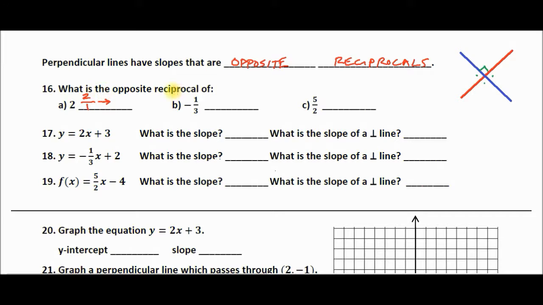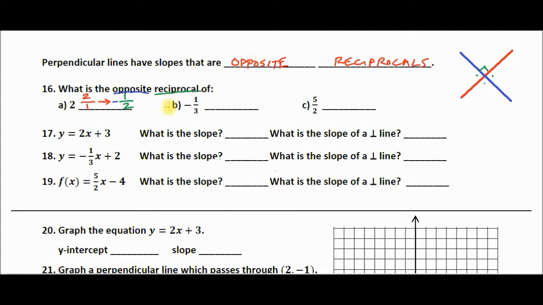And the way we do opposite reciprocal, let's do this in color so we see this. Reciprocal means flip the fraction over. So instead of 2 over 1, a line that is perpendicular to a line with a slope of 2 over 1 will have a slope of 1/2. That's reciprocal. And opposite means flip the sign. This is a positive 2, therefore the slope of a perpendicular line will be negative. So negative 1/2 is the opposite reciprocal.